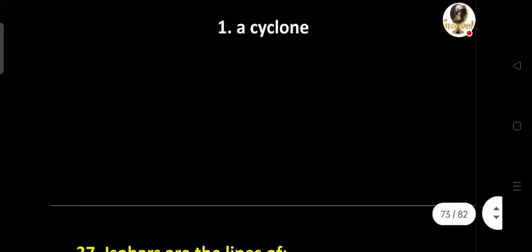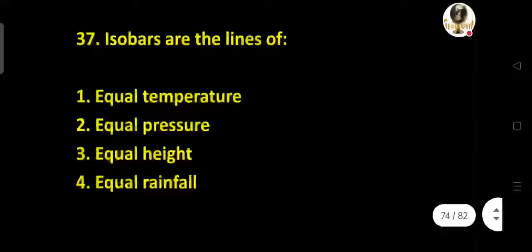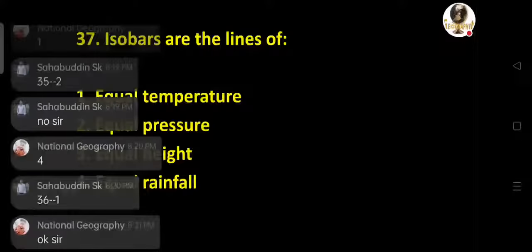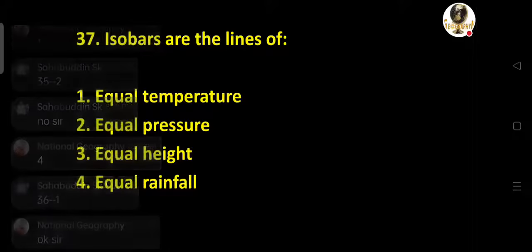Next another question for you. Isobars are lines of equal temperature, equal pressure, equal height, or equal rainfall. Very interesting question. Sabuddin SK, thank you.